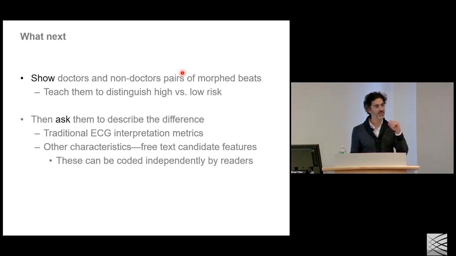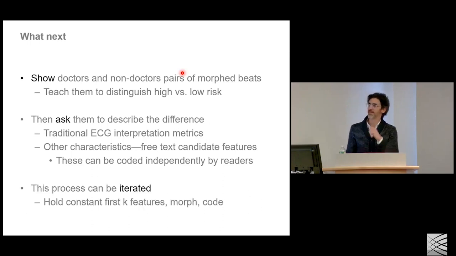And then the nice thing is that once you've described it, you can code it. So you can then go to a bunch of new ECGs and code that. And then you can orthogonalize against that first thing you found and then do the second thing you found. So you can just keep generating more and more hypotheses until you've explained a high proportion of the model's variation. And that's kind of cool.